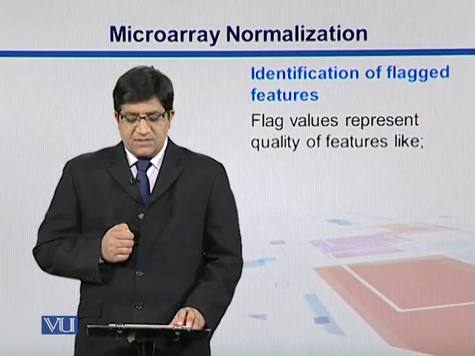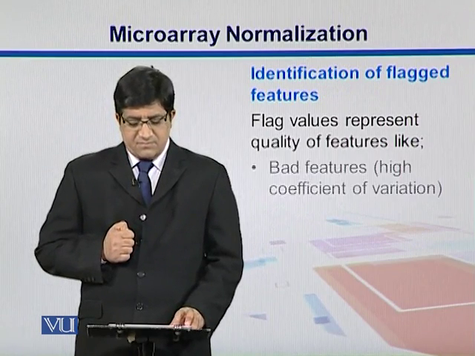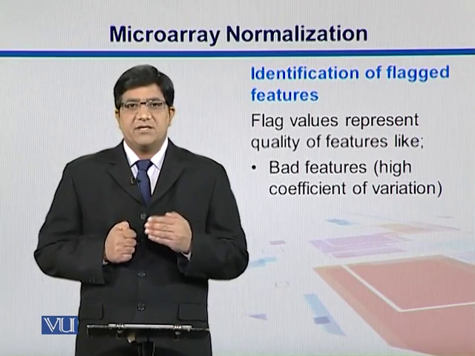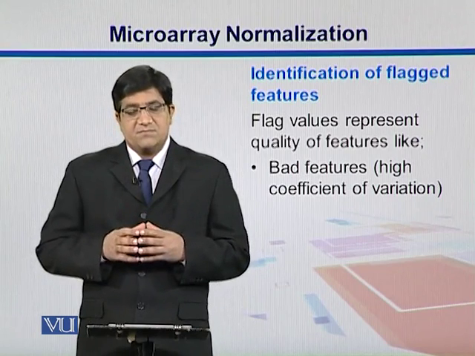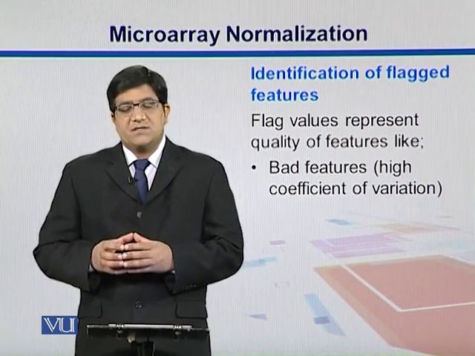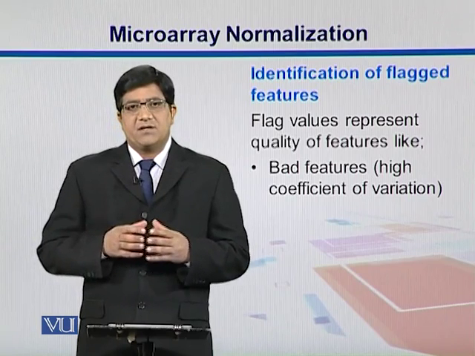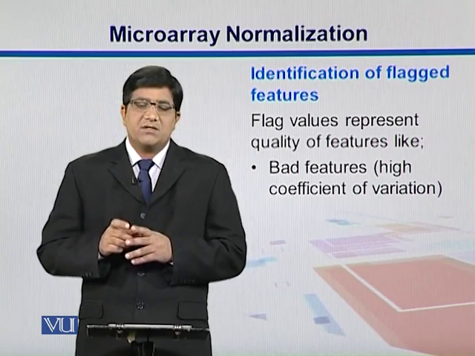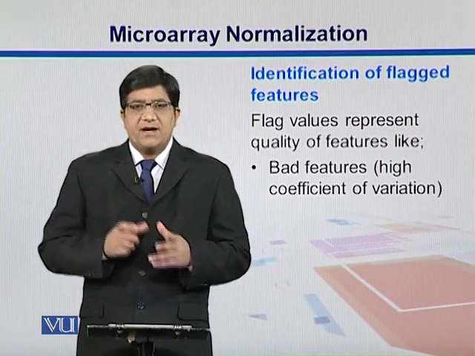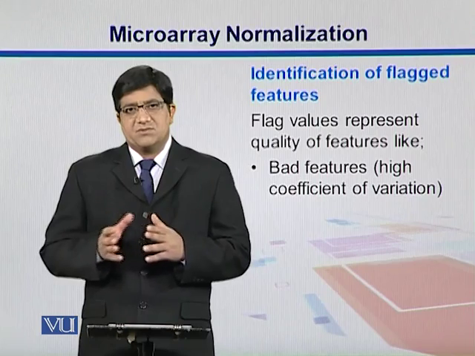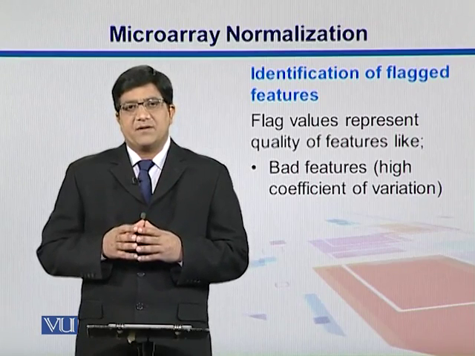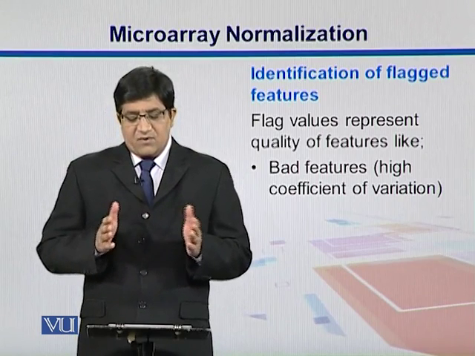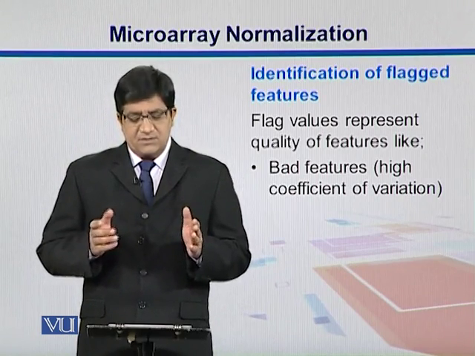Flag values are actually quality features. For example, we can have some bad features where we have a high coefficient of variation. Since we are getting distributions within each feature, we have a large number of probes. Those probes are attached to our target RNA, and in that case we are getting a distribution. Then we need to compare across different spots. In this way we can have a measure of coefficient of variation, that is the CV.